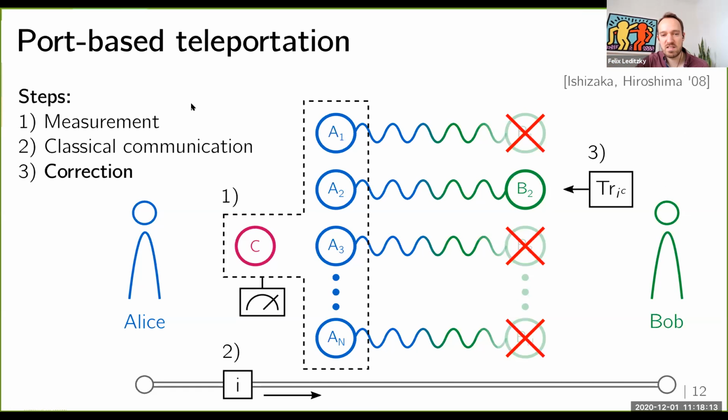So let's say Alice does this measurement. She gets the outcome 2, tells this to Bob. And Bob now knows, okay, the teleported state, or an approximate copy of the teleported state, will be in my second qubit B2. So I forget all the other ones, and then I hold, in theory, a copy of the teleported state. Okay.